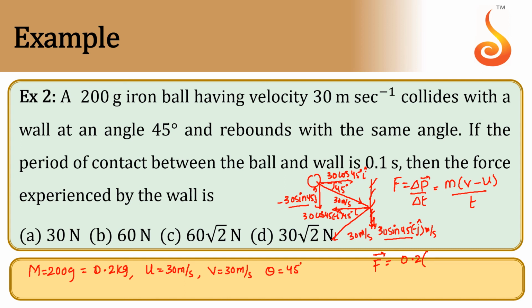minus 30 cos 45. Cos 45 is 1 by root 2 i cap minus 30 into 1 by root 2 i cap, but time is 0.1 second. So by simplifying, what we get, the magnitude of force will be 60 root 2 Newton.